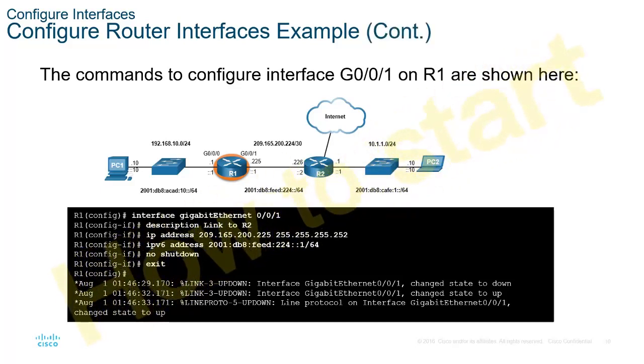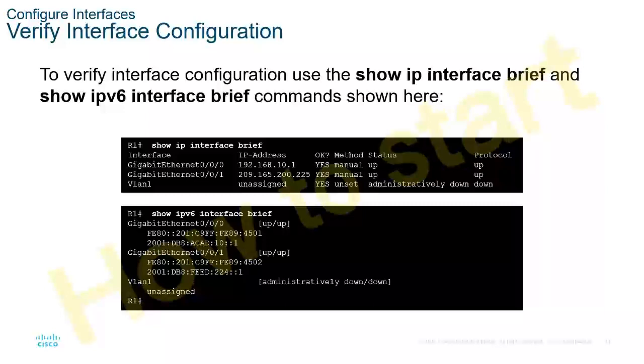If we wanted to configure the gigabit 0/1 interface, we could do that as well. That is the link between R1 and R2, hence the description. We give it an IP address, we give it an IPv6 address, and we also say no shutdown to turn it on. So how do we verify these interfaces are up and running?